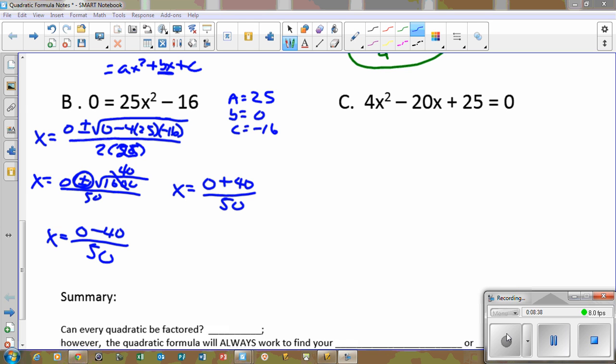Well, when you add it, you get 40 over 50, which breaks down into basically just 4/5, right? 10 can go into each of these. And 4/5 is also 0.8 as a decimal. All right, so there's one solution. And then over here, you're getting negative 40 over 50, which basically makes this negative 4/5, or negative 0.8. So those are the two solutions, or x-intercepts, or however else. There's lots of terminology they use for it.